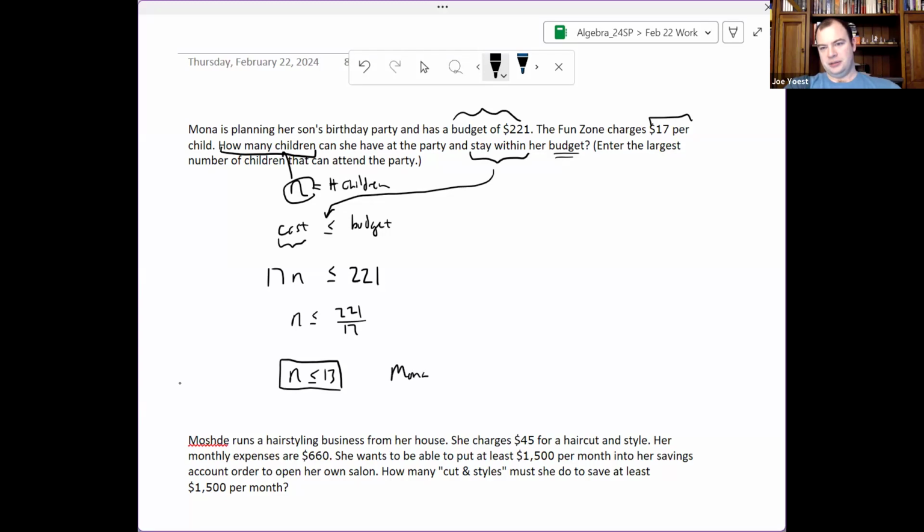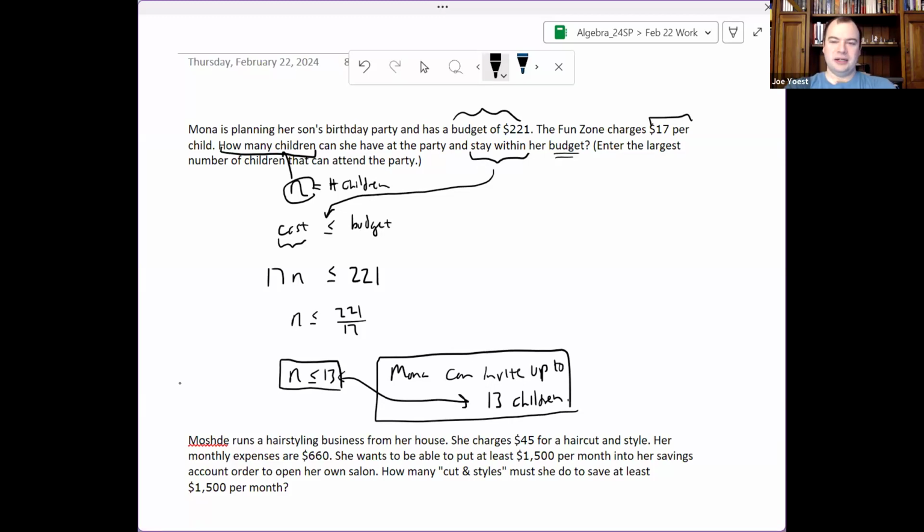So Mona can invite, or I suppose her son can invite, up to 13 children. In this case, we didn't need to worry about which way to round. We do still have the stipulation that we can't invite a half or a quarter of a child, but our answer turned out to be exactly a whole number. So we could invite that 13th child and be right at $221 in cost.